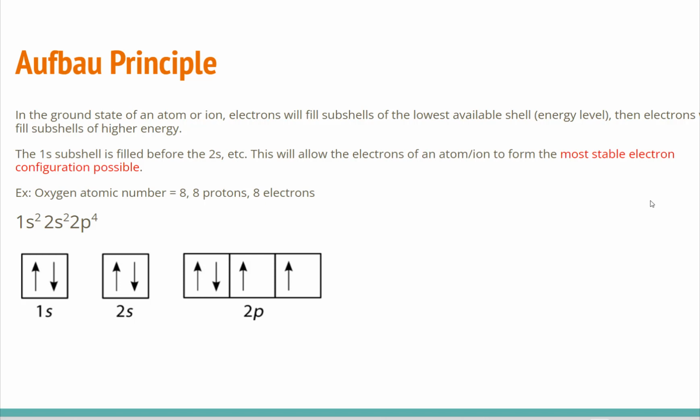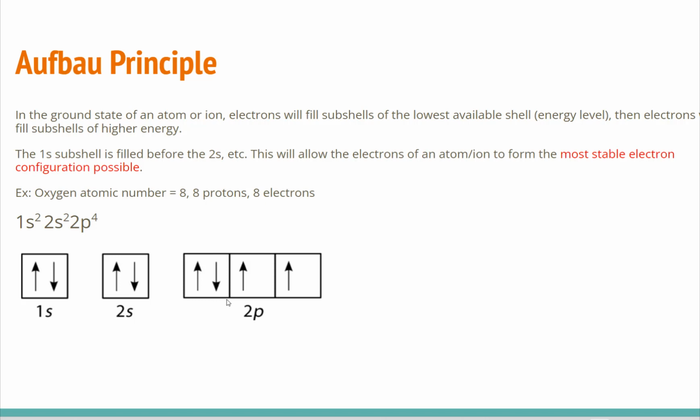The example we have here is oxygen, atomic number 8, has 8 protons, 8 electrons, and so the electron configuration would be 1s2, 2s2, 2p4. And as you can see in the 1s level, we have our 2 electrons. The 2s, we have our 2 electrons, and we get to 2p, we have up spin, up spin, up spin, and then we come back and do the down spin. So that is the Aufbau principle.